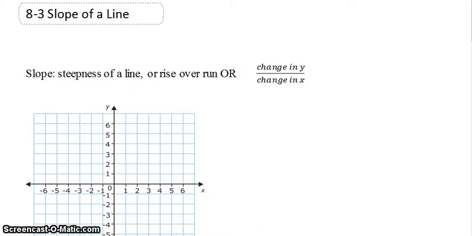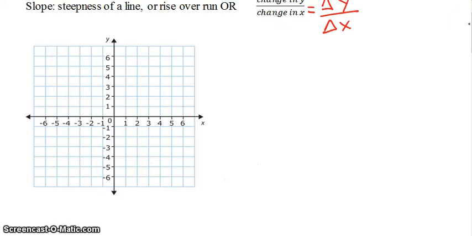Now, another way to write change in y over change in x is that triangle. That's a delta, actually. It's a Greek symbol, and it means change in, for math and science purposes. So change in y over change in x. So now you know what the triangle means in math and science terms. Okay. So for this one, we have a little graph over here.